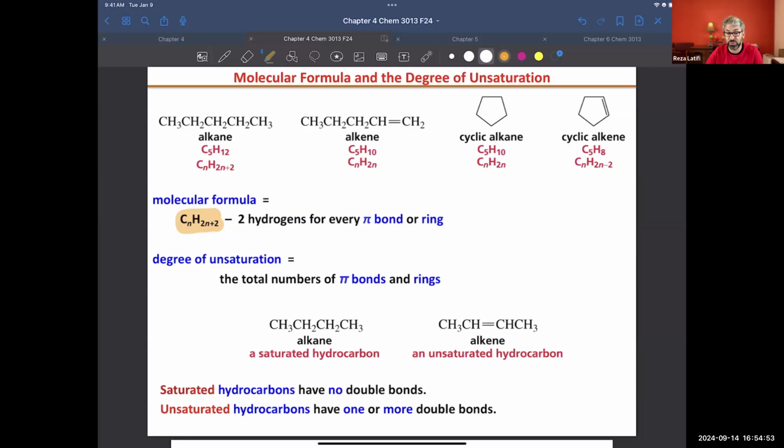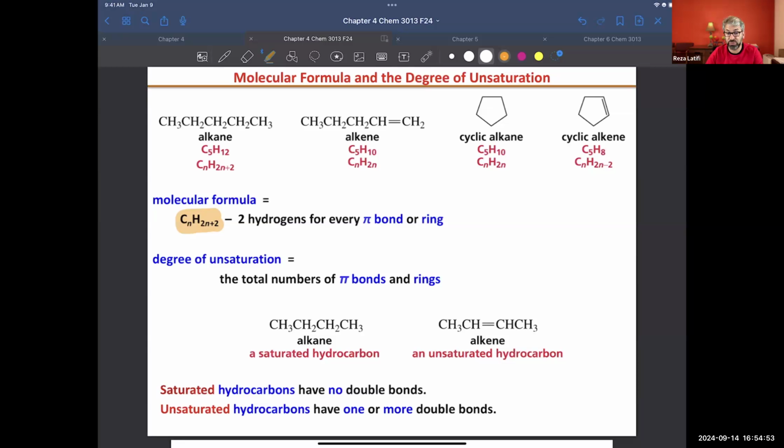Okay. Let's put the formulas side by side. Maybe that's going to help us better understand what we are dealing with. So we said the formula for alkane is going to be CnH2n+2. Let's pick n equal to 3, and that's going to give us C3H8.